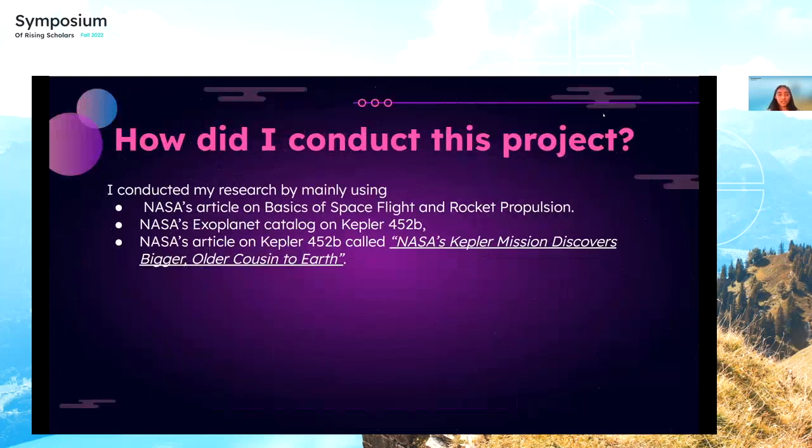So how did I conduct this project? I mainly used articles like NASA's articles on basics of spaceflight and rocket propulsion, NASA's exoplanet catalog on Kepler 452b, and NASA's article on Kepler 452b called "NASA's Kepler Mission Discovers Bigger and Older Cousin to Earth."